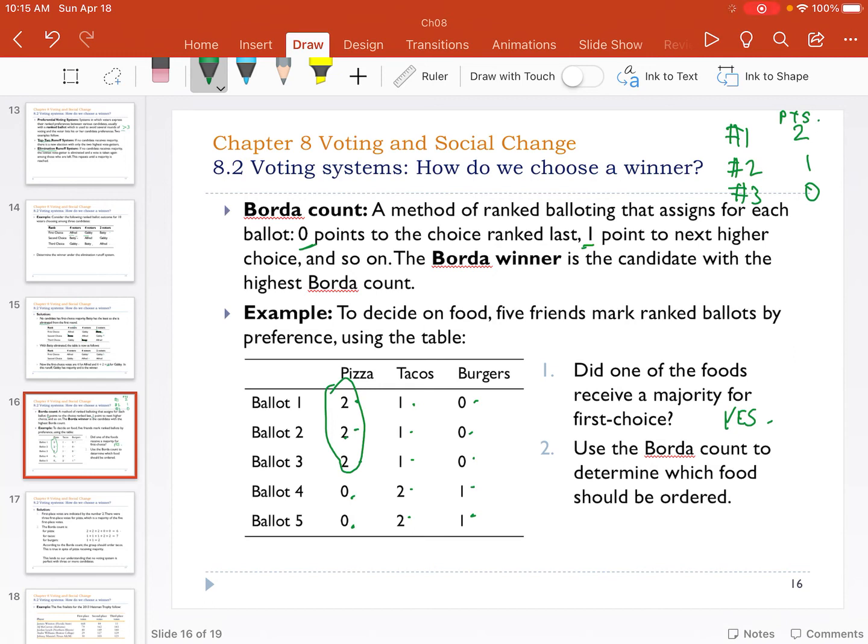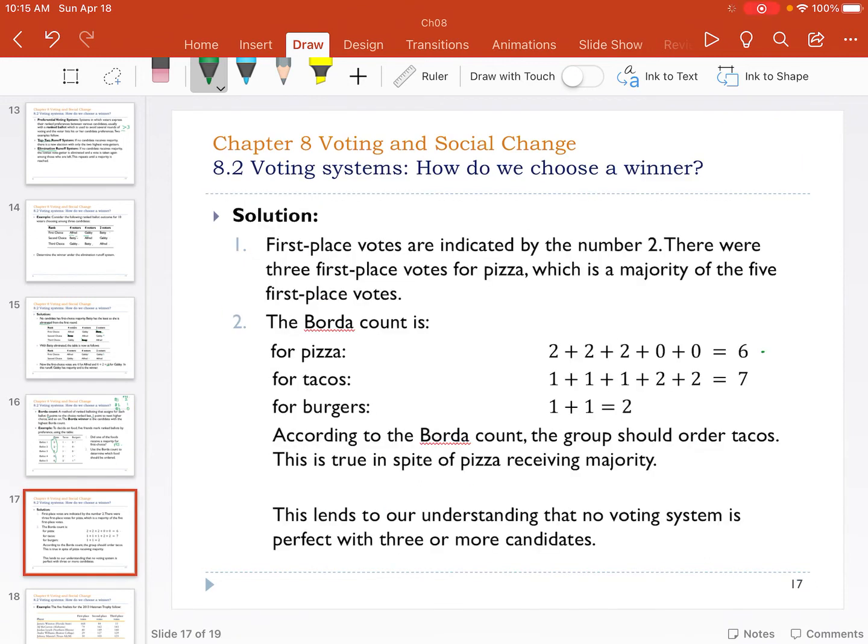But look at what happened to tacos. Looking back here, you had all these second place votes, 3 of them. 1 plus 1 plus 1 is 3. And then a couple of first place votes. That's enough. Notice pizza didn't get any backup. Tacos did. And that's why tacos wins. So you add up the points, you get 7.